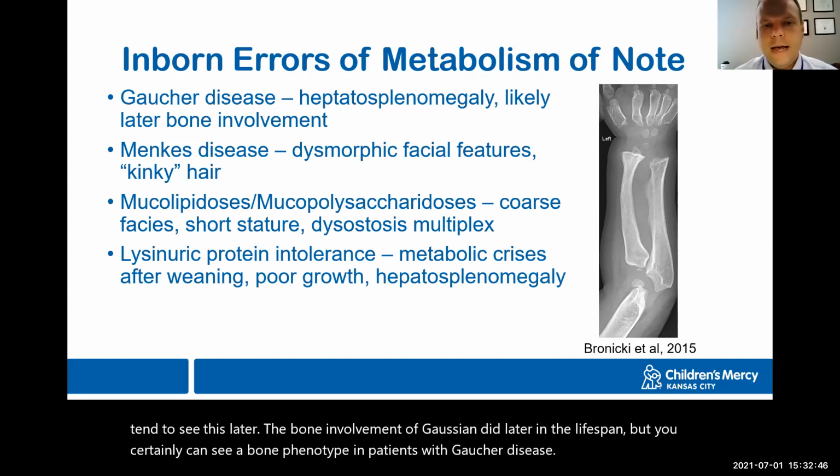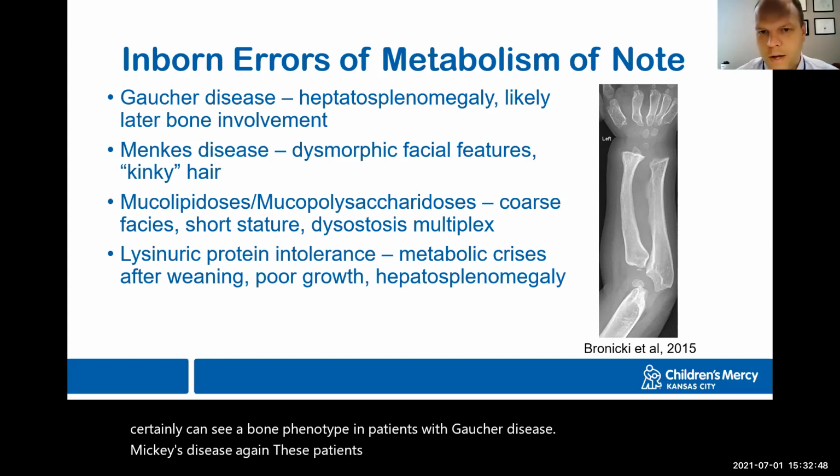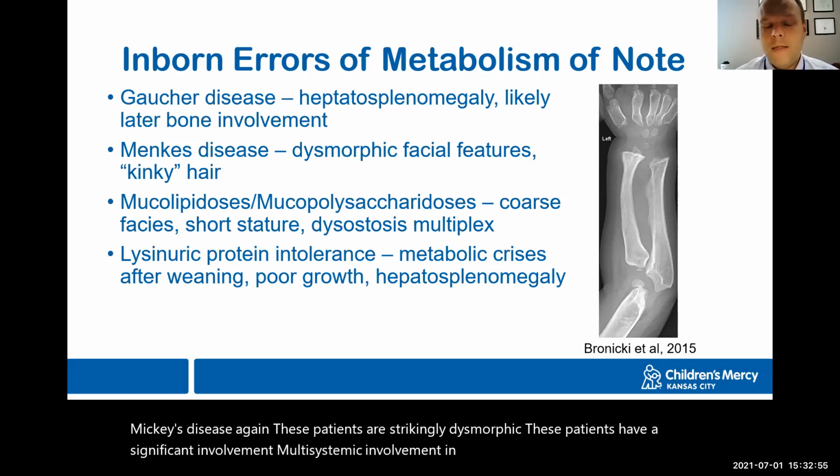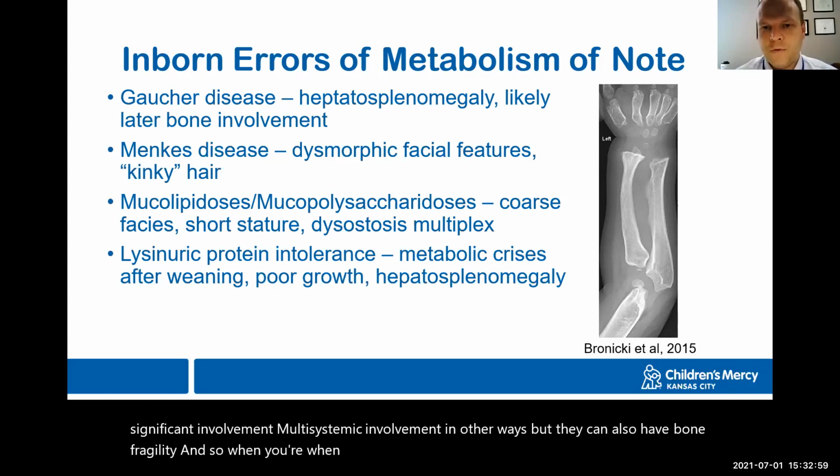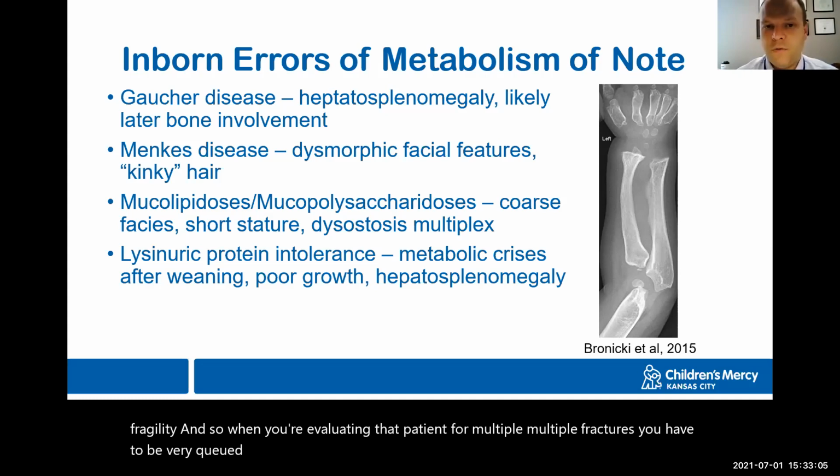Menkes disease, again, these patients are strikingly dysmorphic. These patients have significant multisystemic involvement in other ways, but they can also have bone fragility. And so when you're evaluating that patient for multiple fractures, you have to be very cued in to the patient's facial features to see whether they are dysmorphic or not.